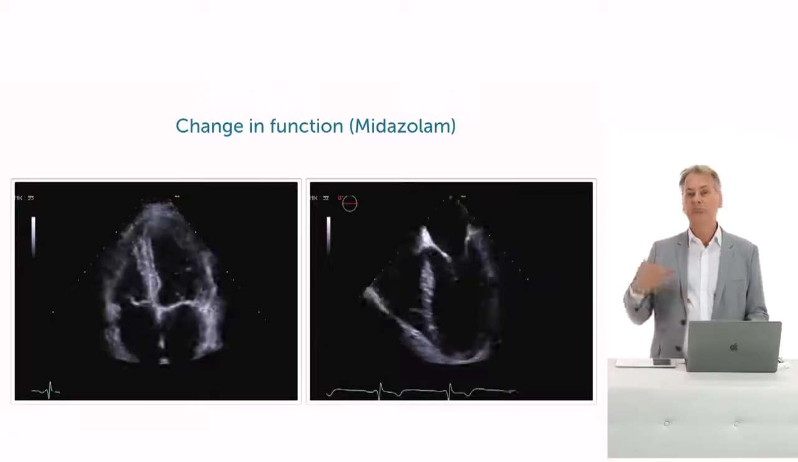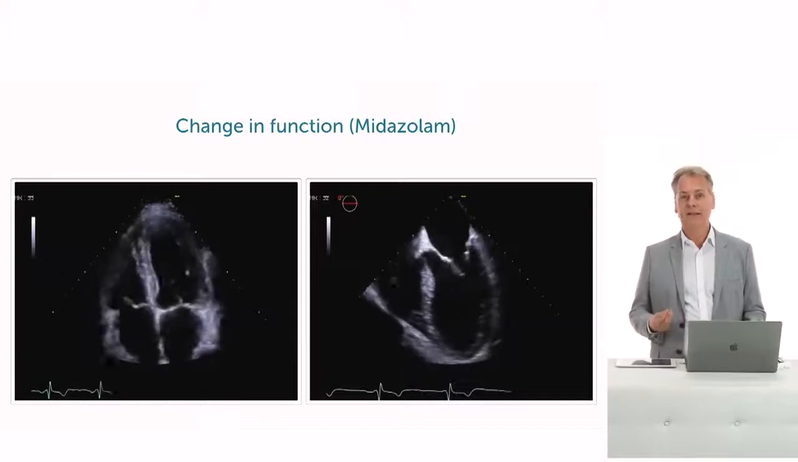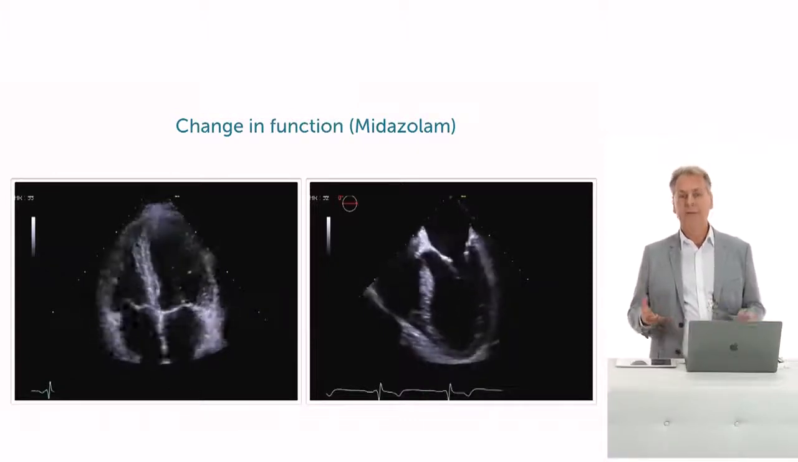So pharmaceutical interventions or anesthesia can greatly affect not only left ventricle function, but also the magnitude of mitral regurgitation. A difficult problem, very difficult to more or less predict how mitral regurgitation will be once the patient, for example, is off anesthesia.